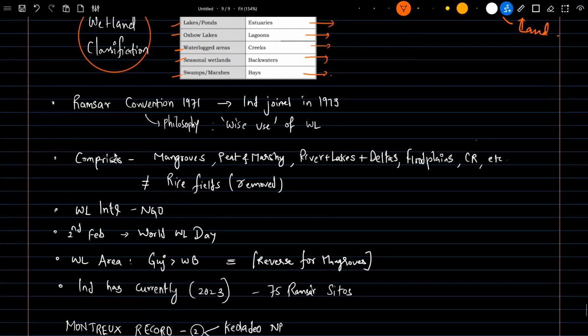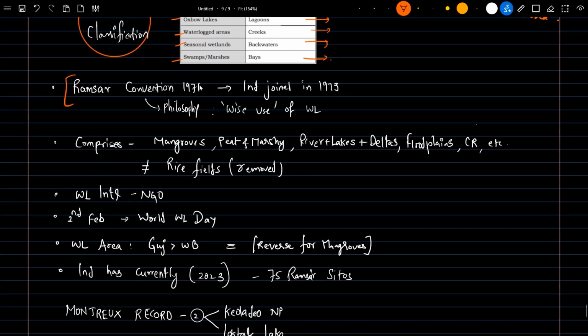Next, an important thing in wetlands is the Ramsar Convention. The Ramsar Convention was signed in 1971. Ramsar is a city in Iran, where this convention was signed in 1971. But India joined it in 1973. The major philosophy of the Ramsar Convention is wise use of wetlands.